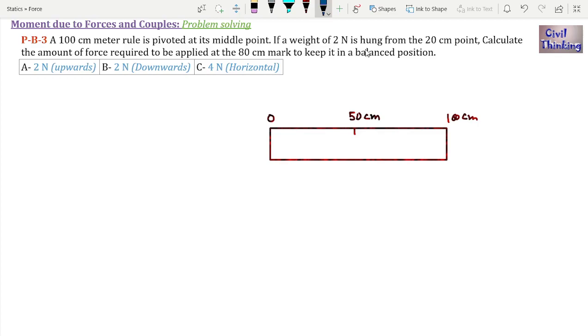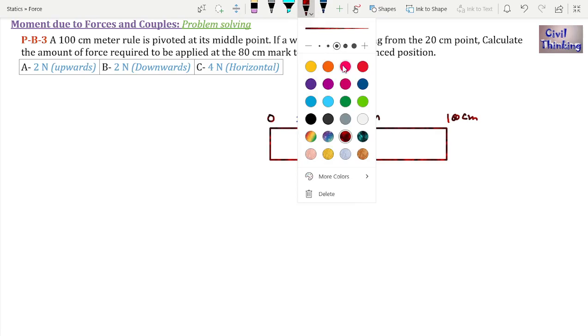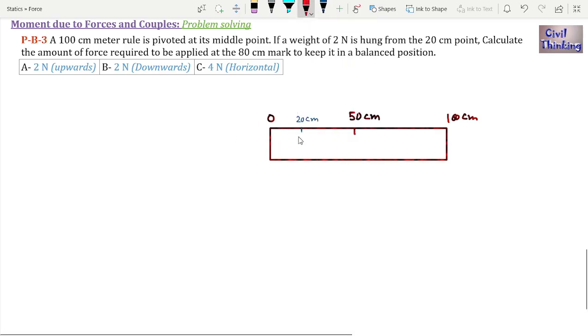Now a weight of 2 Newton is hung from the 20 centimeter mark, right? Now let me say this is 0, this is 10 and this is 20. Let me say this is the 20 centimeter mark. Now we have applied a weight of 2 Newton from here, right? 2 Newton.